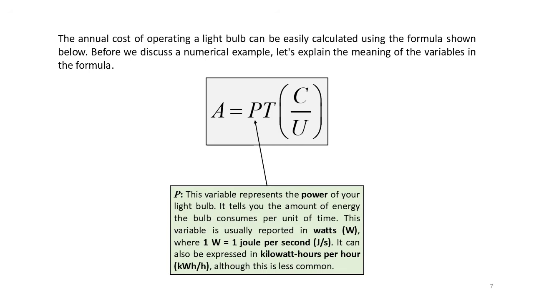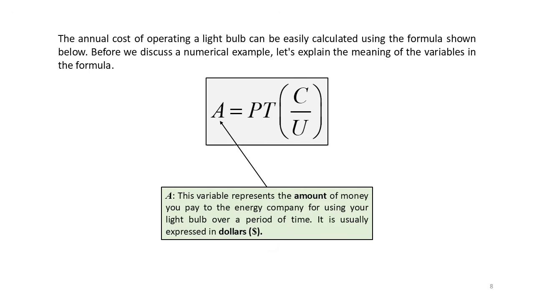This variable represents the power of your light bulb. It tells you the amount of energy the bulb consumes per unit time. This variable is usually reported in watts, where 1 watt is equal to 1 joule per second. It can also be expressed in kilowatt hours per hour, although this is less common. This variable represents the amount of money you paid to the energy company for using your light bulb over a period of time. It is usually expressed in dollars.